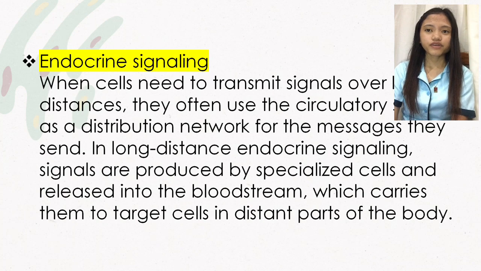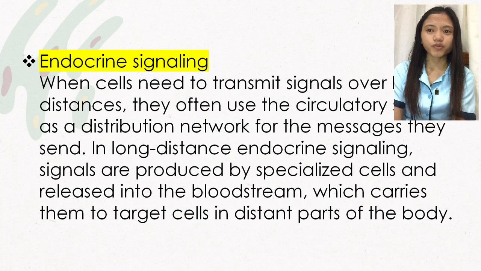The third category is endocrine signaling. When cells need to transmit signals over long distances, they often use the circulatory system as a distribution network for the messages they send. In long-distance endocrine signaling, signals are produced by specialized cells and released into the bloodstream, which carries them to target cells in distant parts of the body.